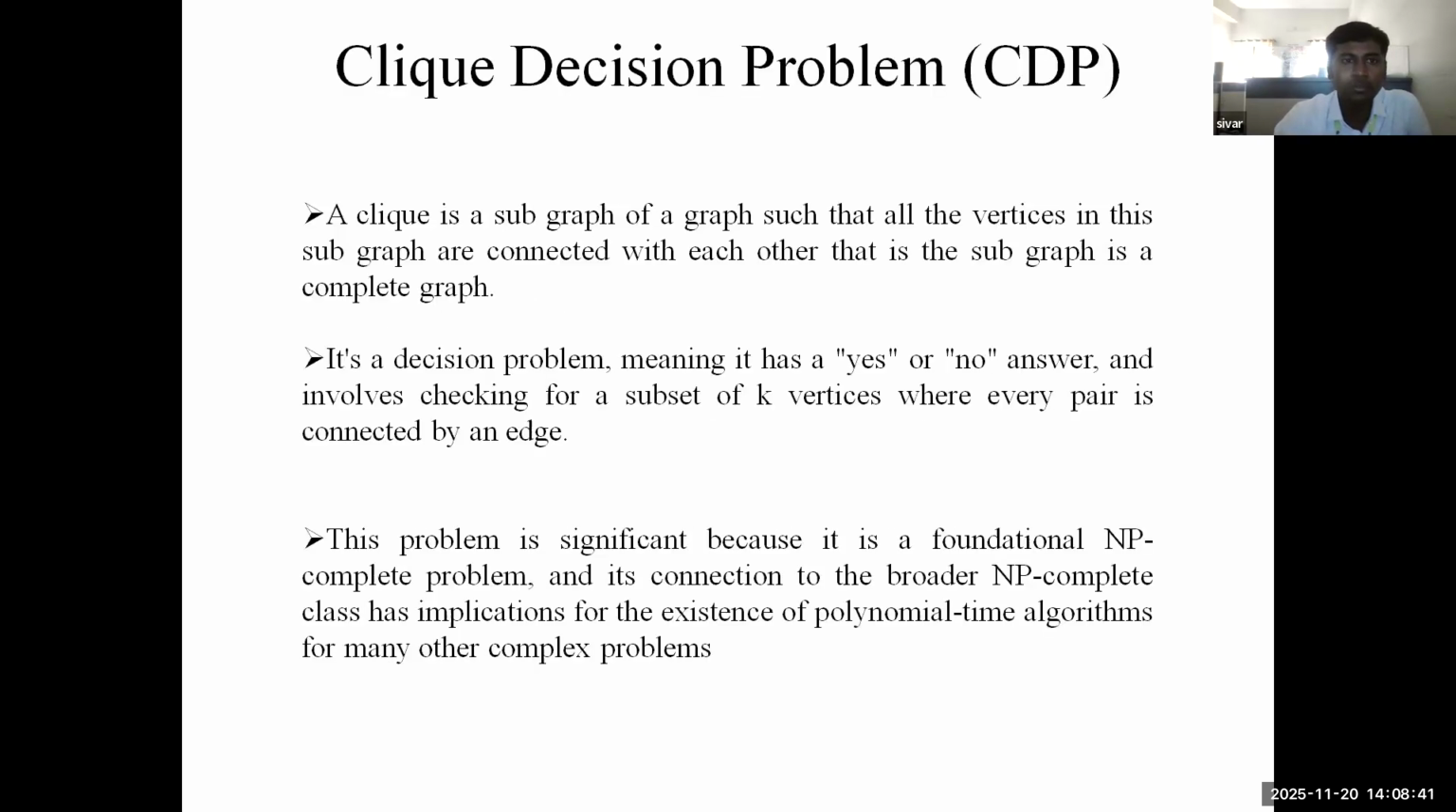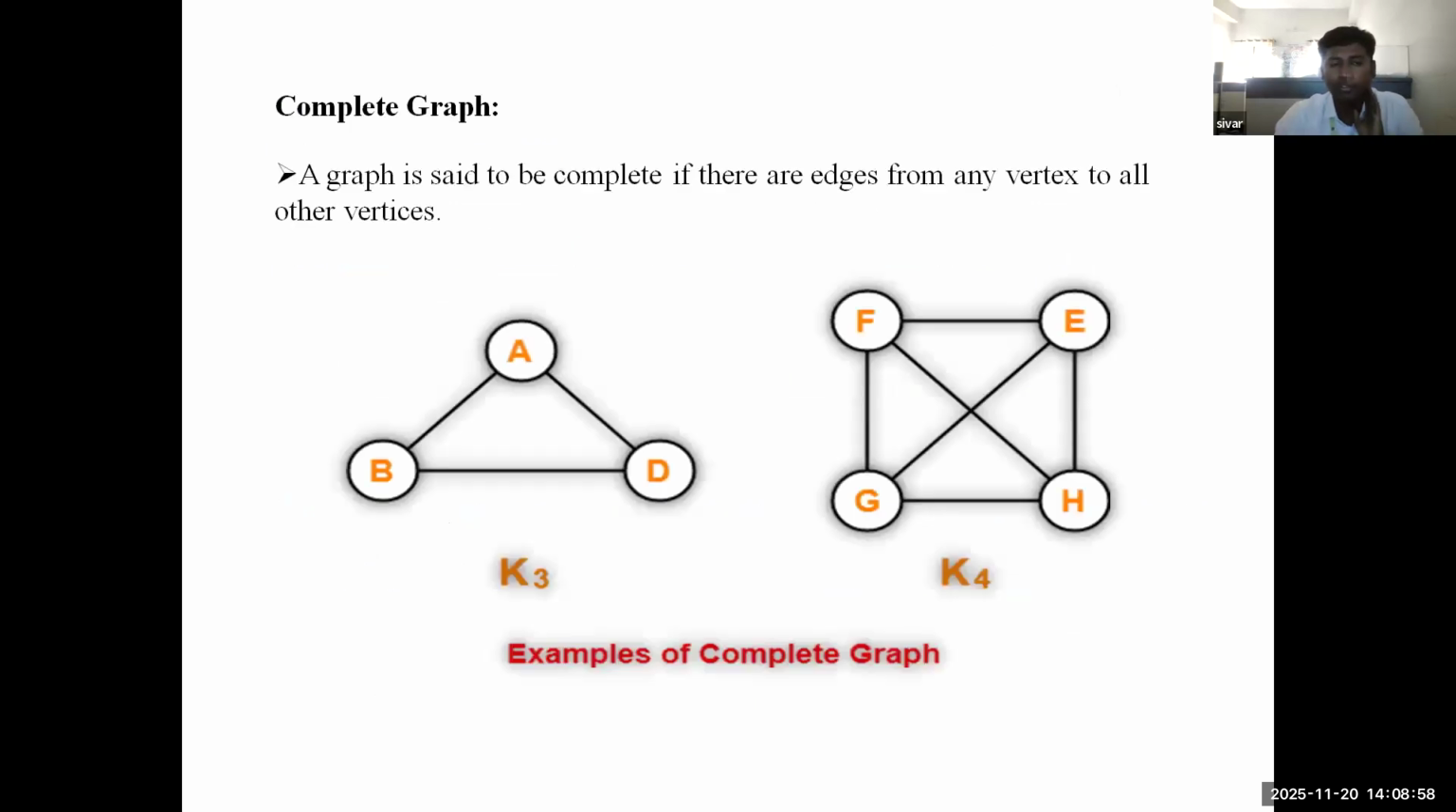Okay, once you look at the first topic, the clique decision problem, before going to discuss it, first you have to know what a complete graph is. You have to have an idea about complete graphs to understand the clique decision problem. A graph is said to be a complete graph if there are edges from any vertex to all other vertices present in the graph. Complete graph means each and every vertex is connected to all other vertices present in the graph.